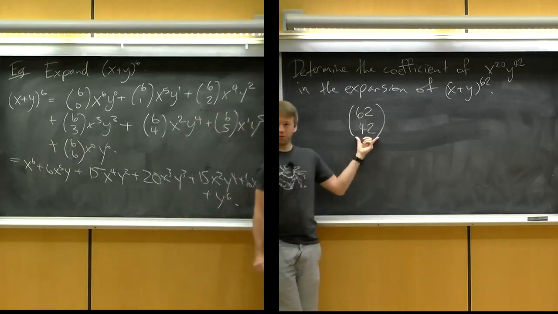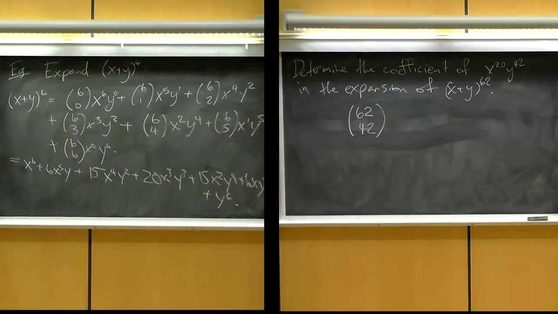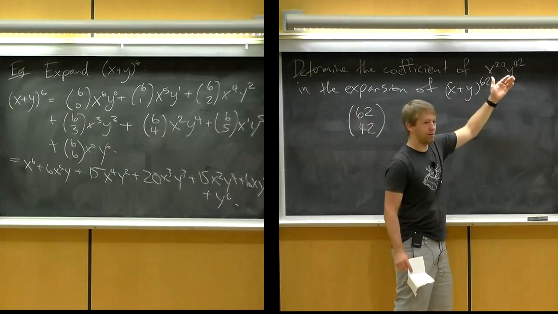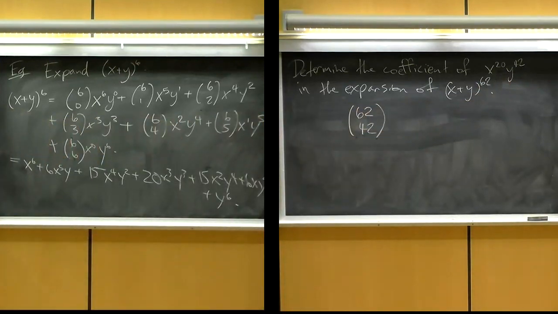So is it clear where this came from? Basically, if you have x to some power and y to some power, one thing you have to be careful of is that those powers need to add up to n. Here, n is 62, and these powers do add up to n. It's 20 plus 42, so this problem makes sense. And your coefficient would just be n choose the exponent of y, which is 42.